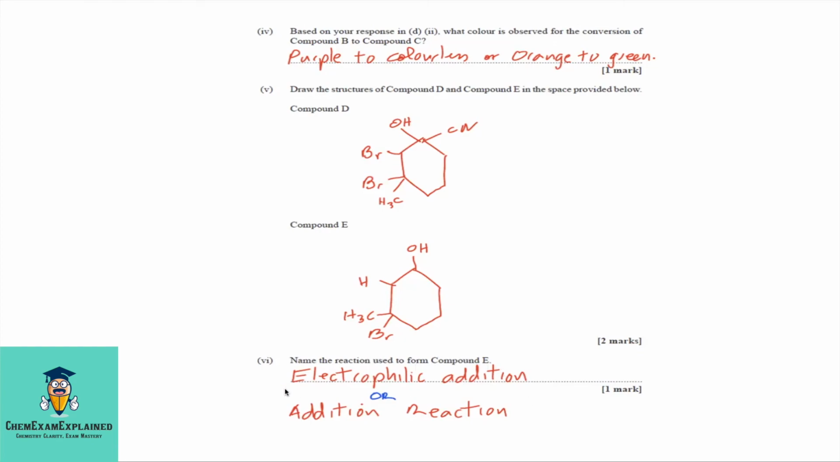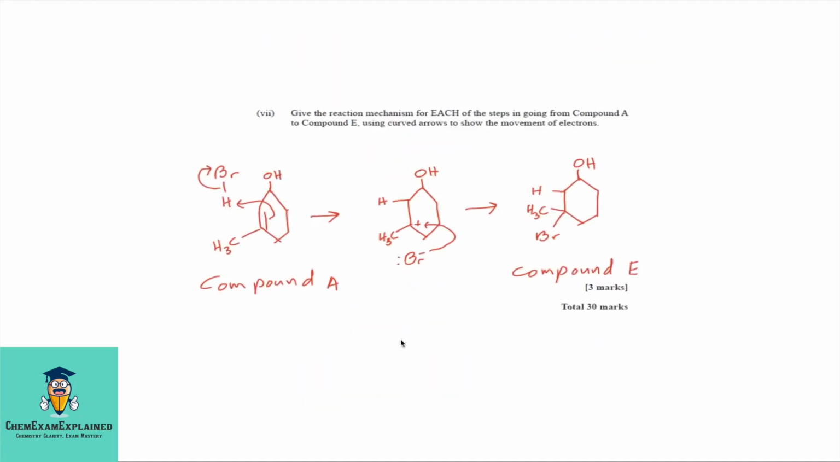Name the reaction used to form compound E. So the name of the reaction is electrophilic addition, but they would accept also just saying addition reaction. Part 7. Give the reaction mechanism for each of the steps in going from compound A to compound E, using curved arrows to show the movement of electrons.